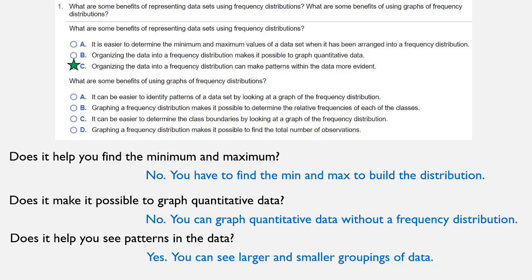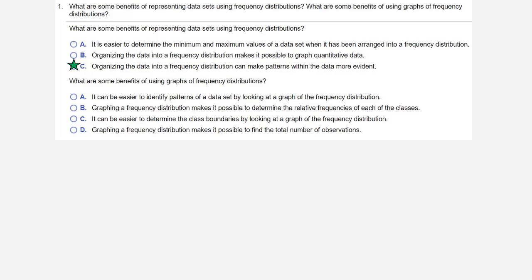For the second question, what are some benefits of using graphs of frequency distributions? We have some choices. It can be easier to identify patterns of a dataset by looking at the graph of a frequency distribution. Graphing a frequency distribution makes it possible to determine the relative frequencies of each of the classes. It can be easier to determine the class boundaries by looking at a graph of the frequency distribution. And lastly, graphing a frequency distribution makes it possible to find the total number of observations.